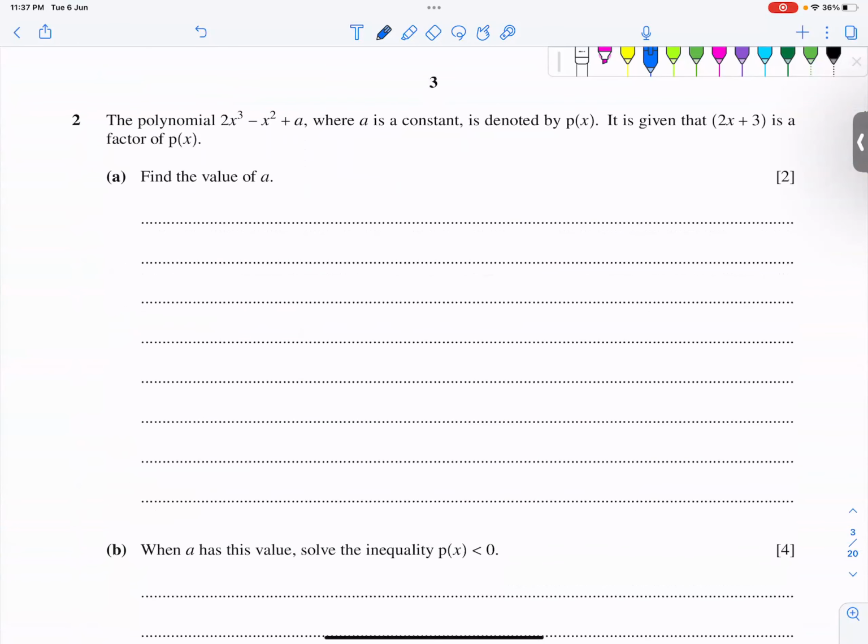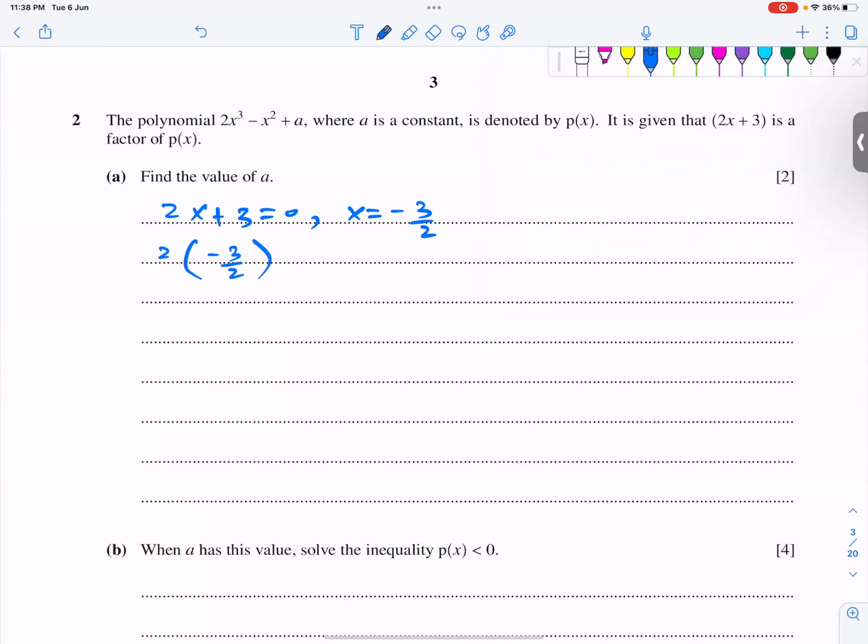The polynomial 2x cubed minus x squared plus a, where a is a constant, is denoted by p of x. It is given that 2x plus 3 is a factor of p of x. Find the value of a. If 2x plus 3 is a factor of p, we can put 2x plus 3 equal to 0 to get the value of x, and this will give us x is equal to minus 3 by 2. Now put this value in the above polynomial.